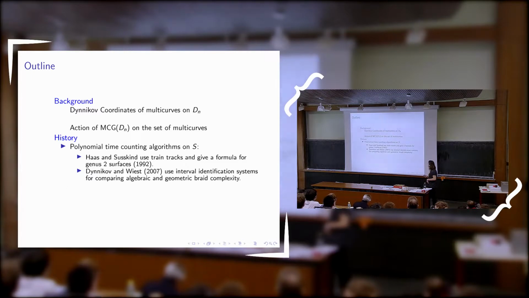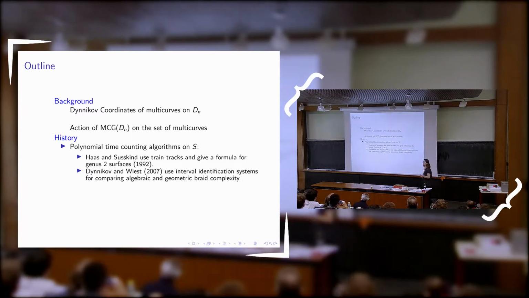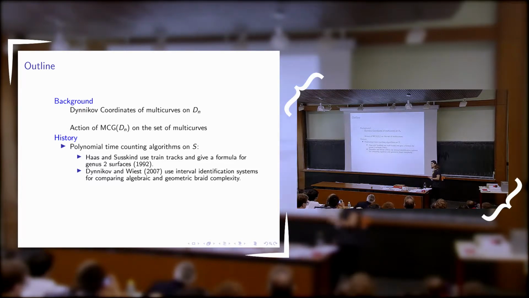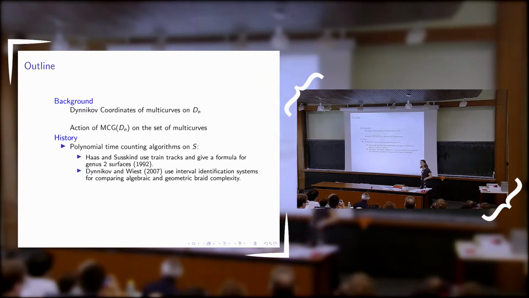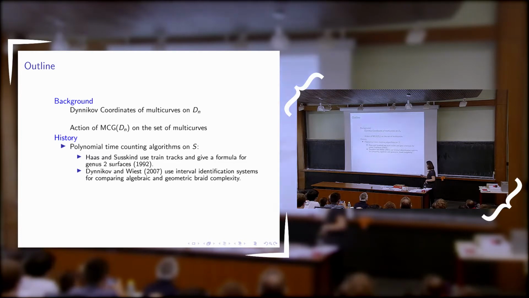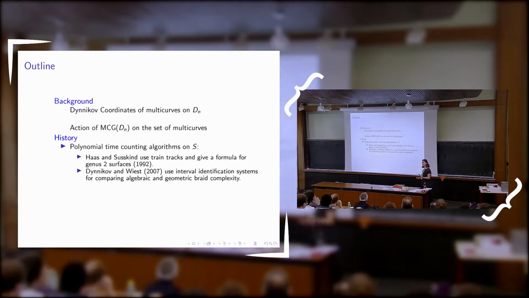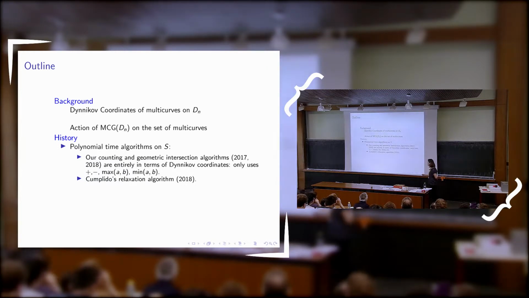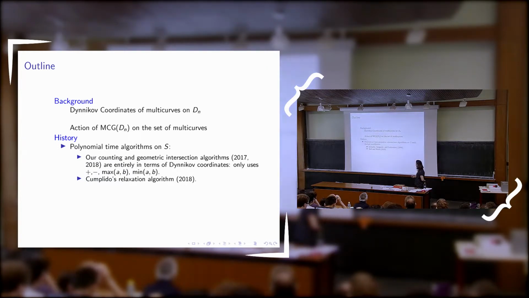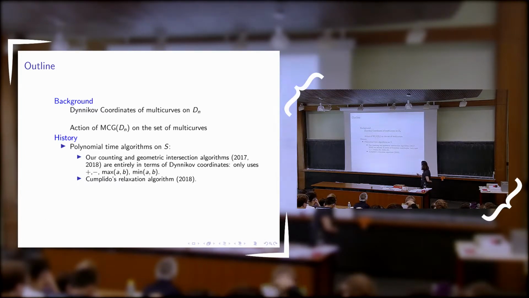And there are also algorithms for counting the number of connected components of a multicurve. Hass and Susskind have a paper. They use measured train tracks and they compute the number of connected components of a multicurve on a genus 2 surface. And Dynnikov and Wiest use interval identification systems, which is more suitable for comparing geometric and algebraic complexity of braids. And our algorithm uses Dynnikov coordinates on the punctured disk.